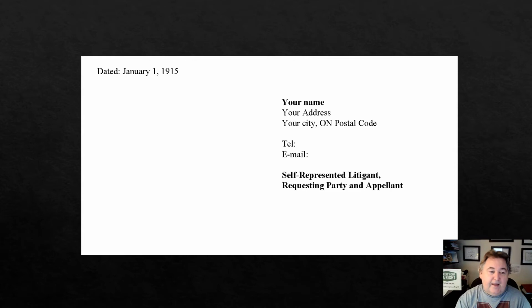Then you end that with the date on the left side. I put January 1st, 1915, because that's when the first Workers' Compensation Act came in, just jokingly. You put your name, your address, your city, your province, postal code, telephone number, email, so they can reach you. Then what I do as a title is I say self-represented litigant, so they're aware. You state you're the requesting party and appellant. You could even add in injured worker.